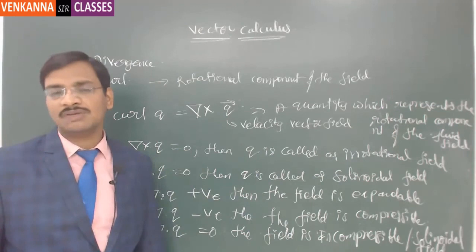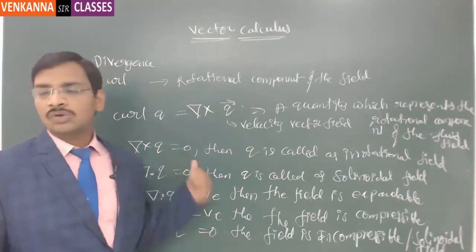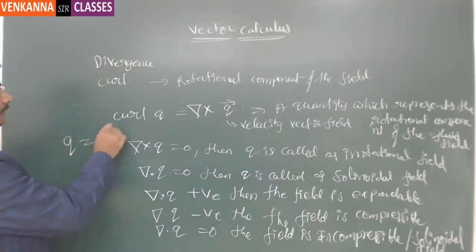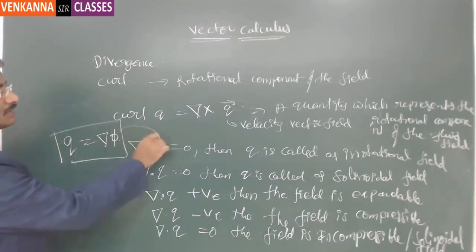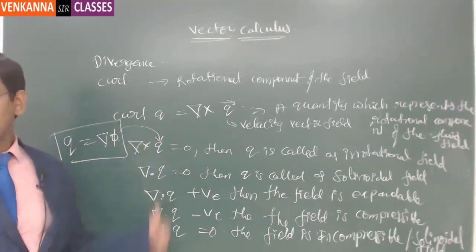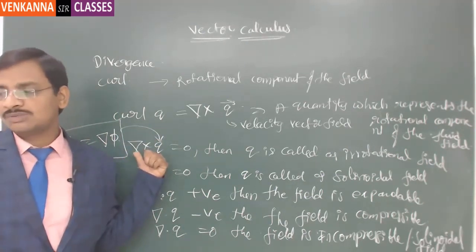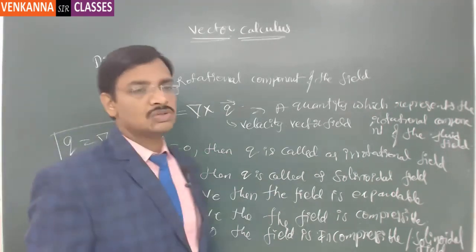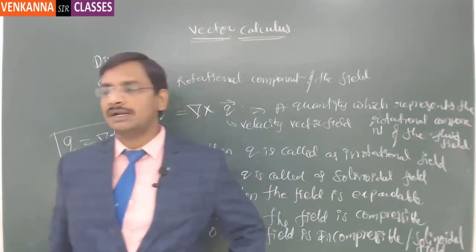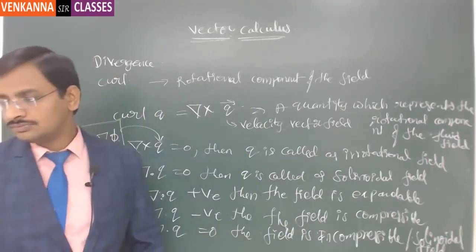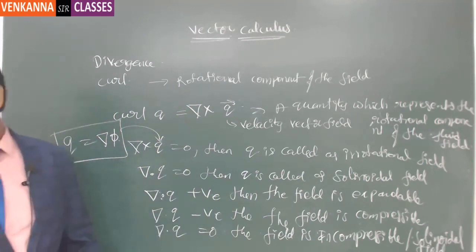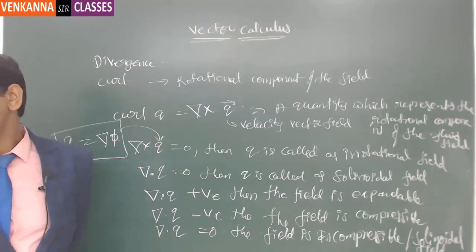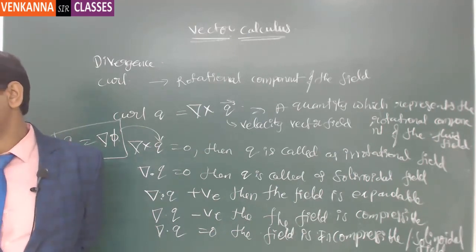As I explained in the previous classes, if this is 0, q can be expressed as a function of some other quantity, that is del phi. So q can be expressed as del phi in case del cross q is equal to 0. This has a lot of applications, which I explained in the introductory class. Got it? So in total, I hope you understood what is divergence, what is curl and what is gradient. Do you have any questions on this?